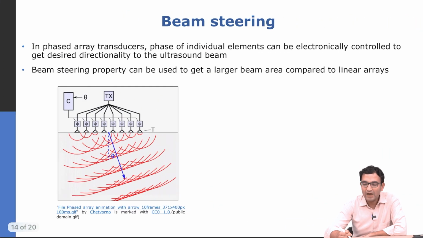So now let's change track a little bit and let's talk about beam steering. So beam steering refers to changing the direction of the beam. We have discussed very briefly about this in the beginning lectures. So the idea is now if I change the phase of the signal emanating from individual array elements, I can cause the beam to tilt.